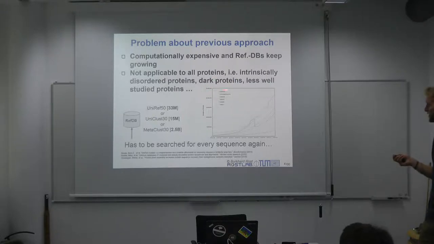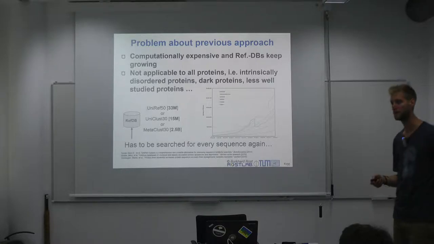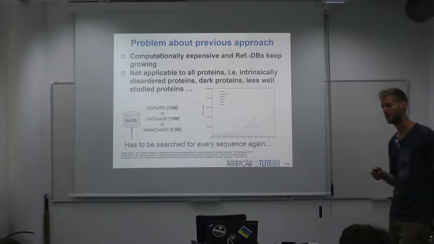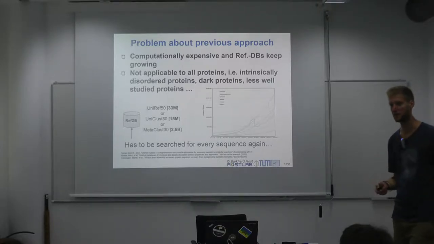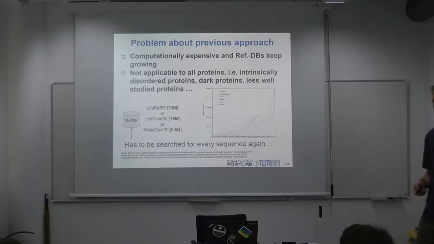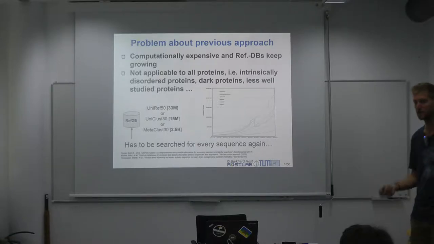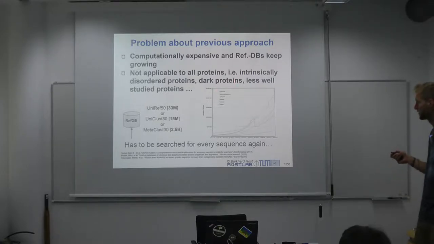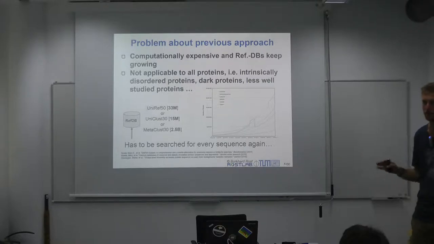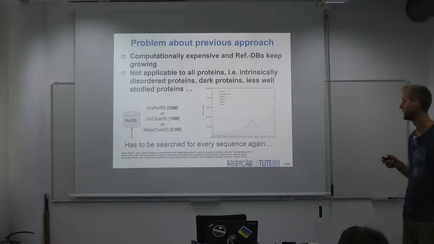So also proteins which are part of the dark proteome, so this is just a summary term for all proteins where we do not have homologous sequences with known structure, for example, and this can have different reasons. So either they're hard to crystallize, they are of less interest for the biotechnology industry, they are very flexible, so whatever. This is just an umbrella term for all proteins where we have basically no knowledge. So yes, these are the two problems of the current approach, basically.